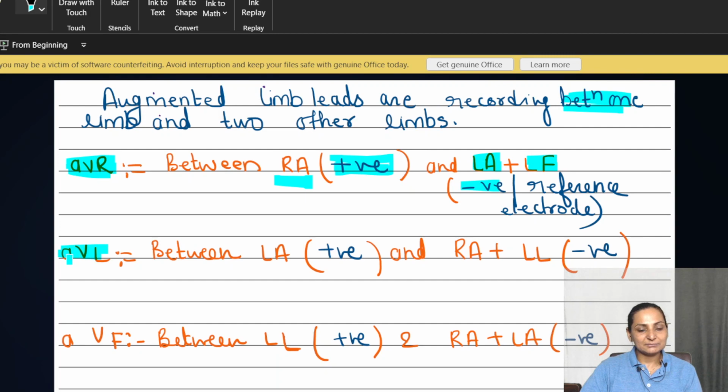Similarly AVL, that is left arm, this left arm is active or exploring, which will become the positive terminal, and the right arm and the left leg together will become the negative. If I say AVF, that is the left leg or the left foot, it will become the positive terminal, and the remaining two, the right arm and the left arm, will become negative. So augmented is recording between one limb that is positive and the other two limbs which are negative or reference. This also has appeared as an MCQ question in AIIMS examination.